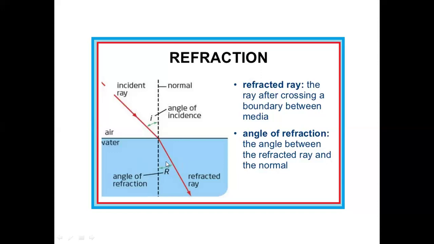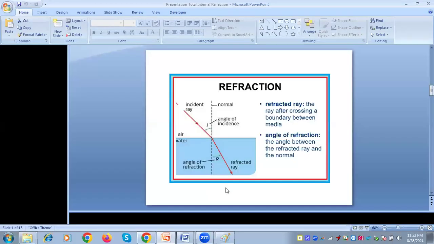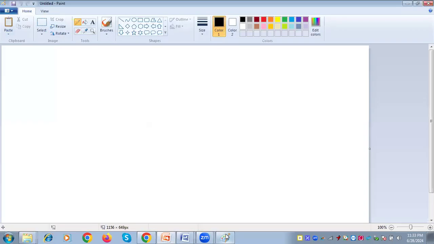But the reverse happens when a ray enters from denser to rarer. When it goes from denser to rarer, it bends away from the normal and speed increases. In that case, the angle of refraction will be greater. We will have one brief overview on this.